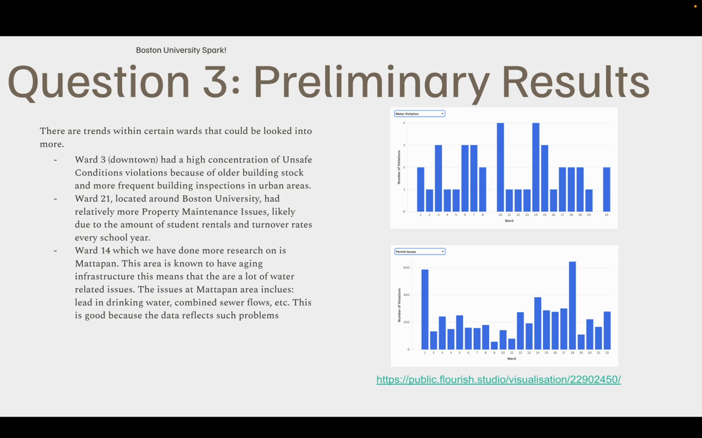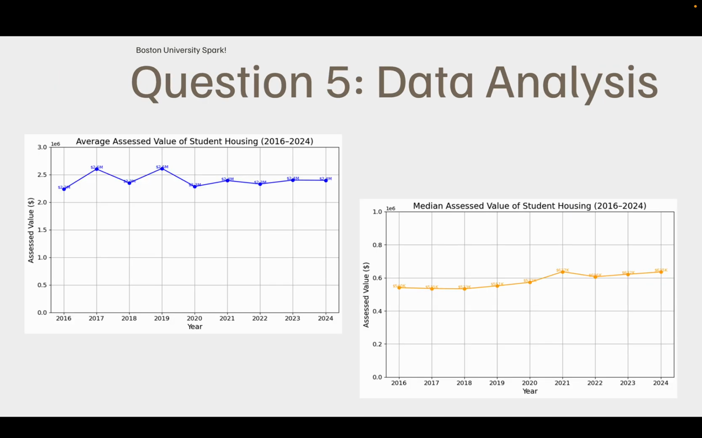This reflects known infrastructure issues in that area, such as aging plumbing and even concerns about lead in the water. We visualize all of this at the Flourish link shown. It really helped to bring out ward-level trends and patterns across violation types. For question 5, we started by analyzing how property values have changed over time.